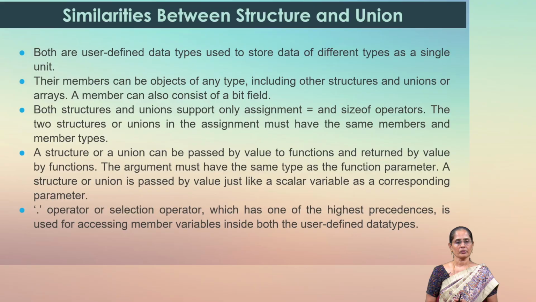The dot operator or selection operator, which has one of the highest precedences, is used for accessing member variables inside both the user defined data types. So, we can make use of the dot operator for accessing the members, and it has the highest precedence compared to all other operators. That is the reason that we use the dot operator for representing the members of a union or a structure.